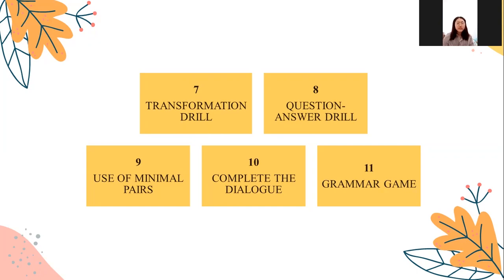And the next one is complete the dialogue. After studying the dialogue, the teacher provides the dialogue with some missing parts, and then students are expected to complete the dialogue. And the last one is a grammar game. Additional games such as supermarket alphabet give students additional understanding of the use of certain grammars.